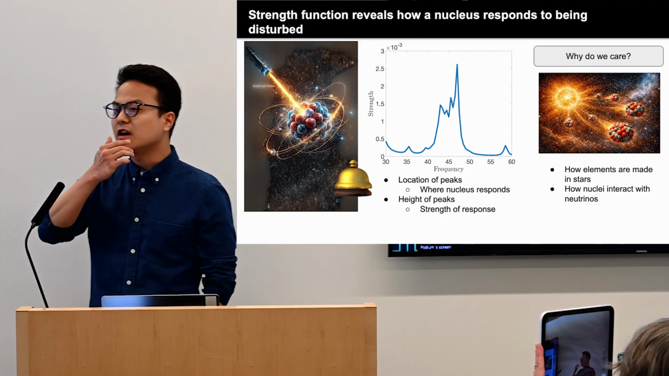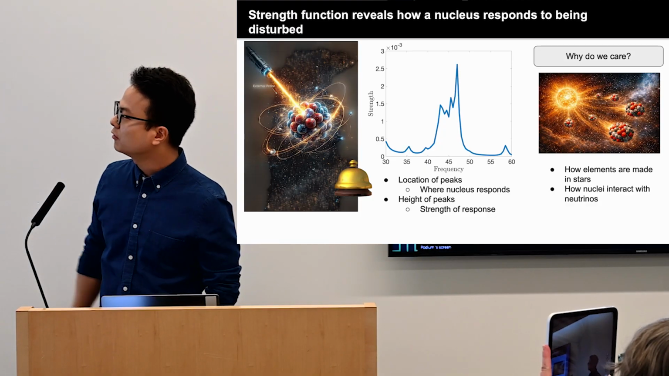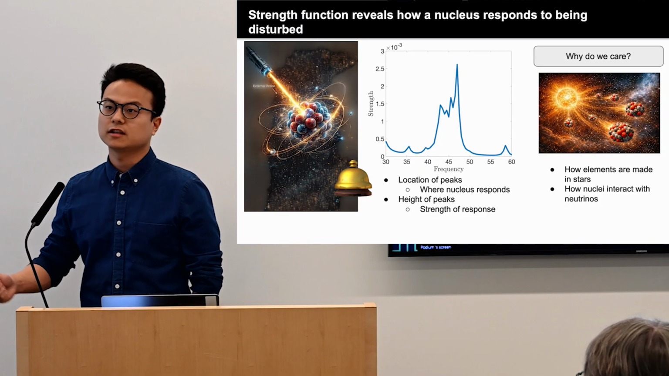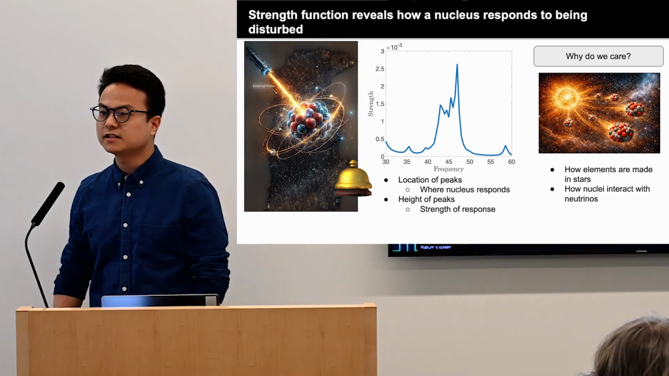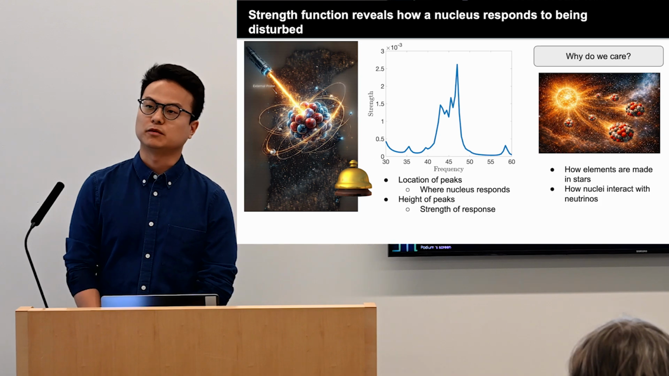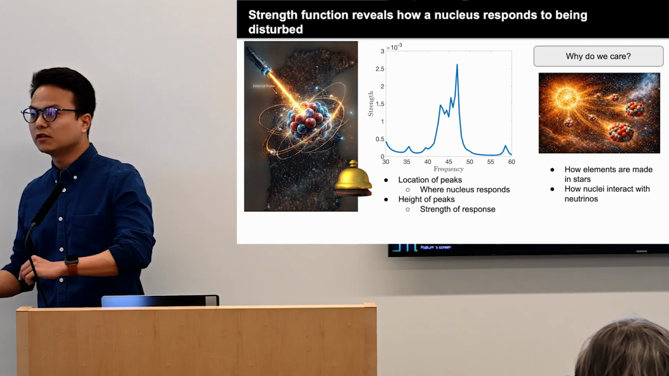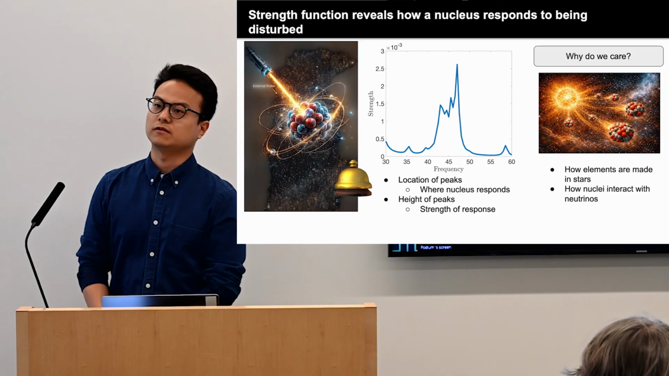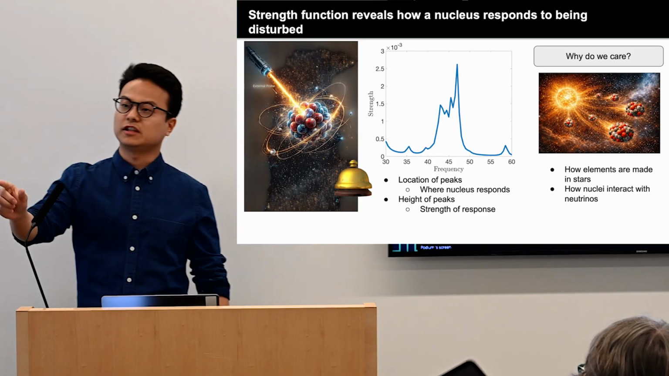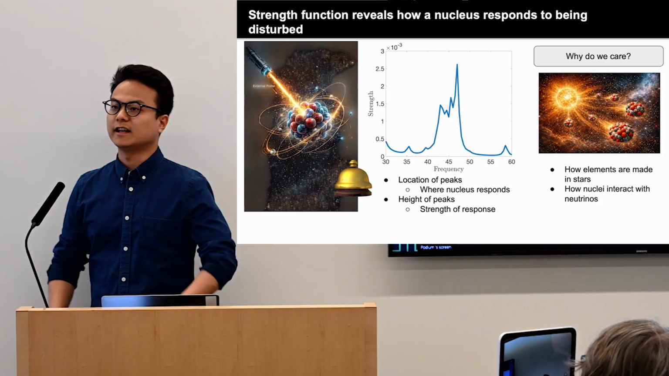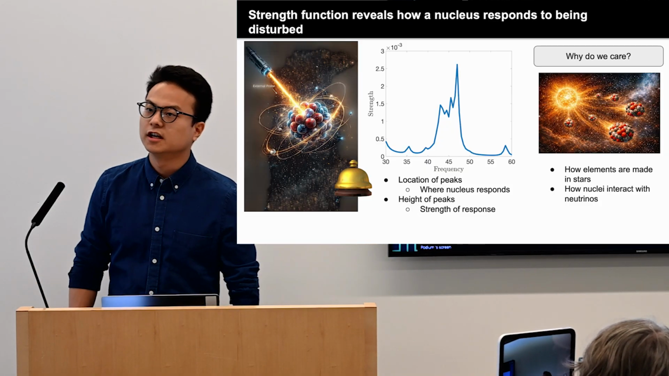If you look at this graph of a strength function, the positions of the peaks show the frequencies where the nucleus likes to respond, and the height of the peaks shows how strongly the nucleus responds. Going back to the example of beta decay, where neutrons could transition to protons or vice versa, the frequency region where we have the high peaks is where that transition is most likely to occur.